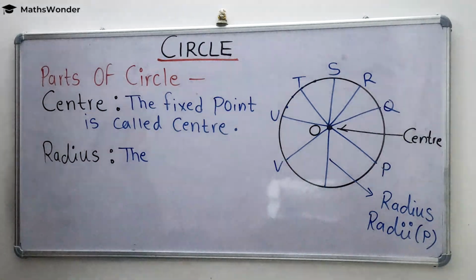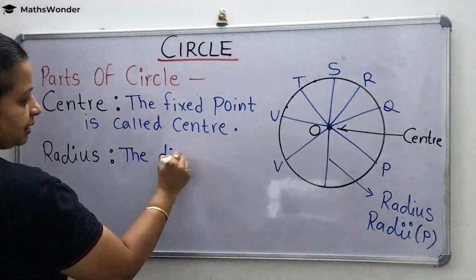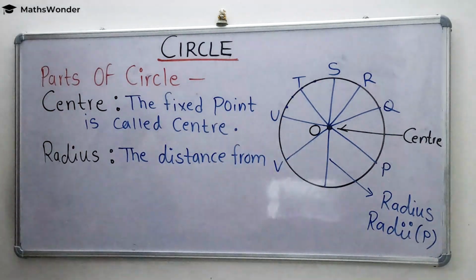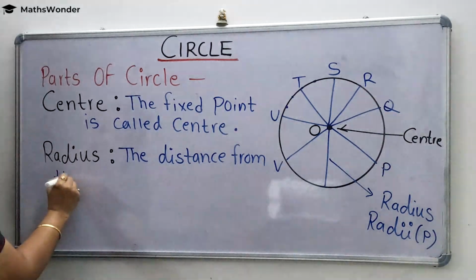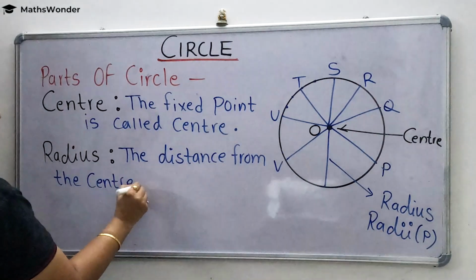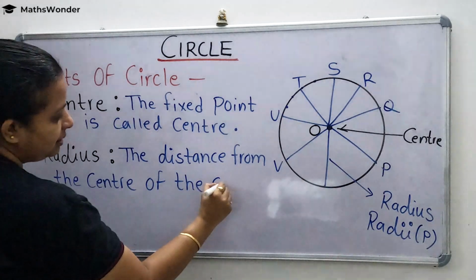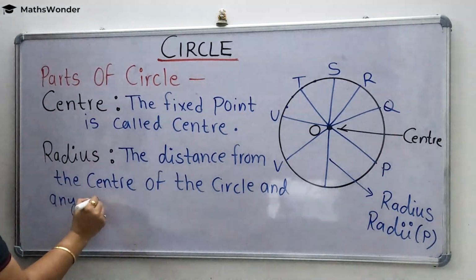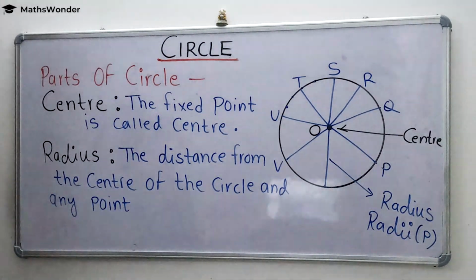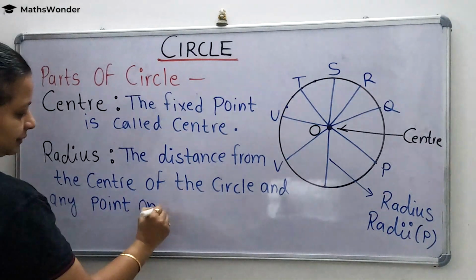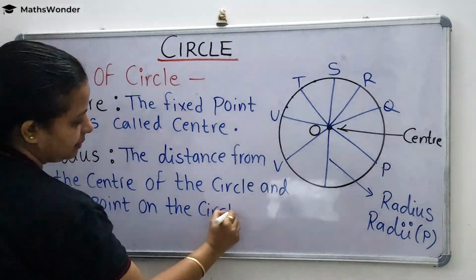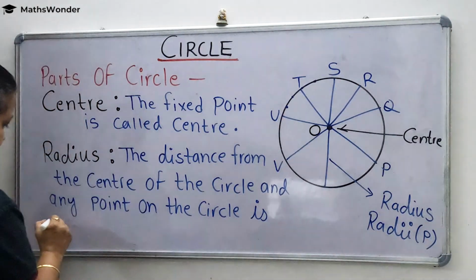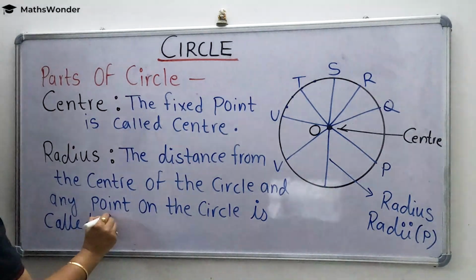So write down the definition of radius. The distance from the center of the circle and any point on the circle is called the radius of the circle.